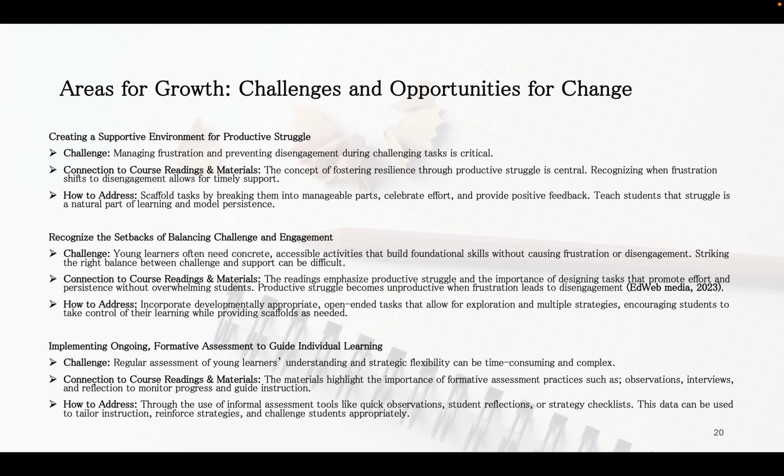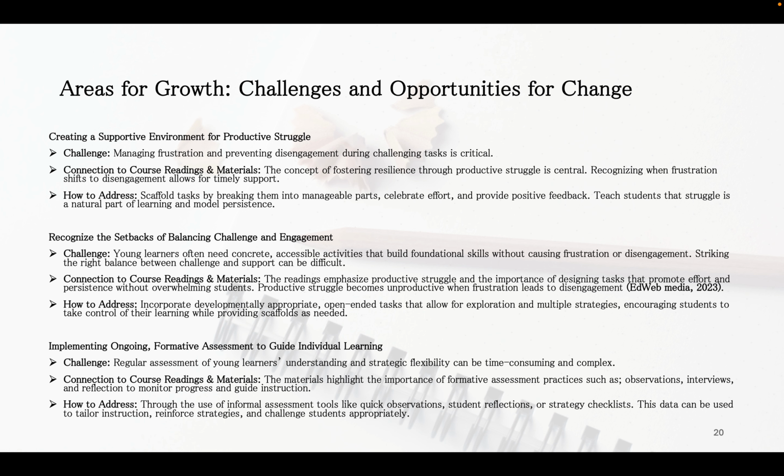And I think this was something really big that I took back from the video that we watched for one of the readings. And how to address this: developing appropriate open-ended tasks that allow for exploration of multiple strategies, encouraging students to take control of their learning while providing scaffolding as needed.